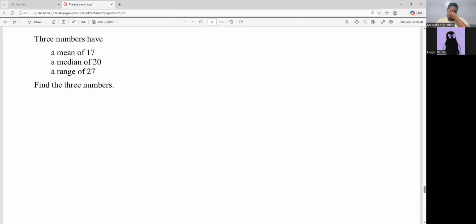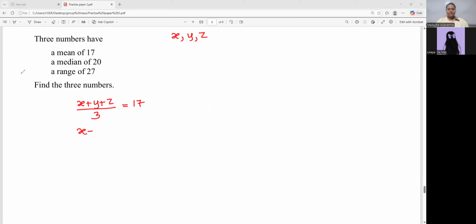Twelfth question: 3 numbers have a mean of 17, a median of 20, and a range of 27. Find these 3 numbers. We can write equations for each. There are 3 numbers, so I can take them as x, y and z. Mean means the average: x plus y plus z divided by the number of numbers, 3, is equal to 17.